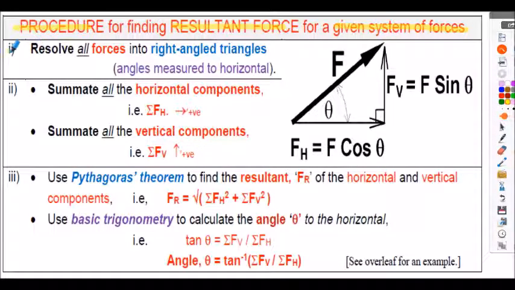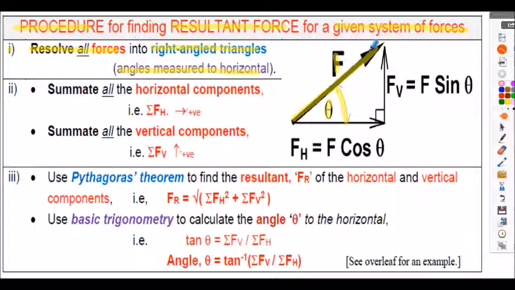So step 1 of this process, we're going to resolve all the forces into right angled triangles as shown on the right hand side sketch here, noting that the angles are measured to the horizontal in every case. So even if an angle was given to the vertical in the actual question, we will work out the angle to the horizontal always. So this vector here is given as F, the length of it is the magnitude of F, and then the angle theta is the direction.